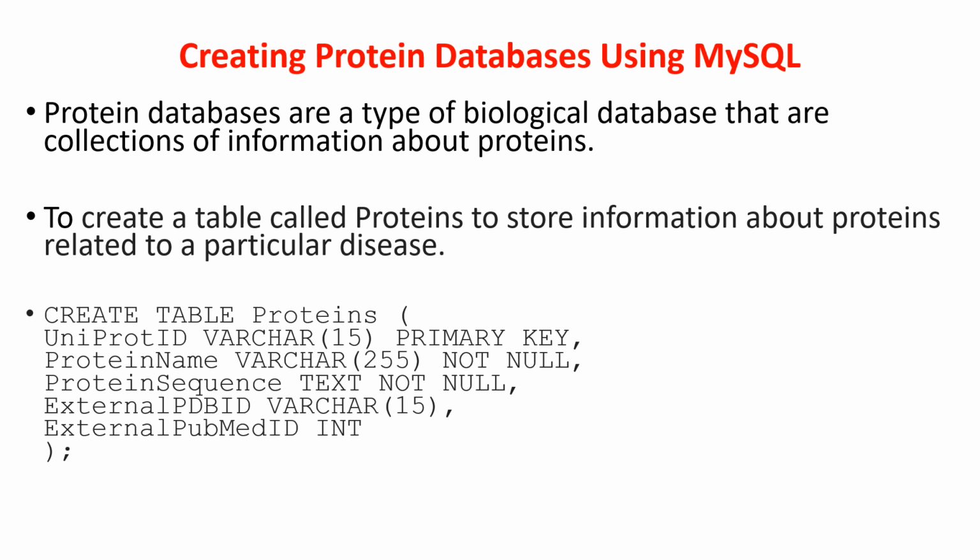Then we have external PDB ID. The variable character should not exceed 15, and we have the external PubMed ID, which should be in form of an integer. So that is a command for creating a proteins table. You can go through again.